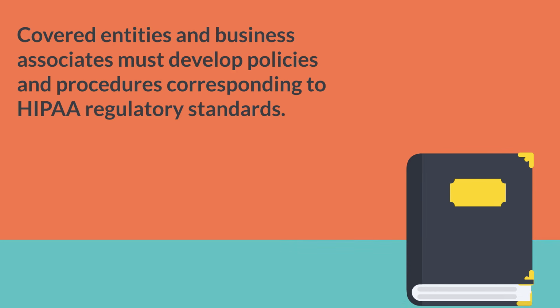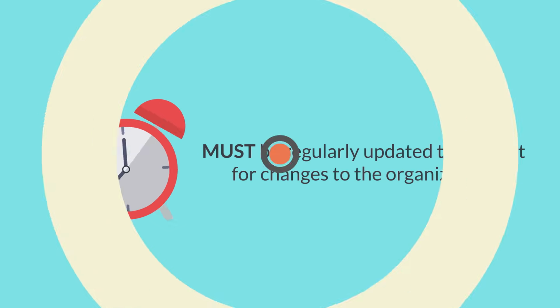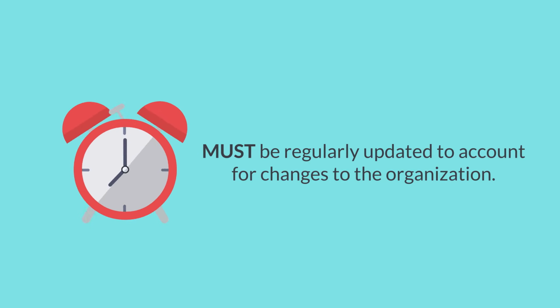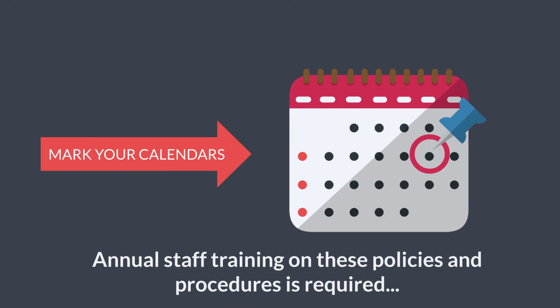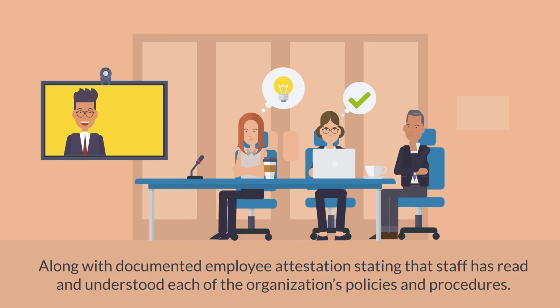Covered entities and business associates must develop policies and procedures corresponding to HIPAA regulatory standards as outlined by the HIPAA rules. These policies and procedures must be regularly updated to account for changes to the organization. Annual staff training on these policies and procedures is required, along with documented employee attestation stating that staff has read and understood each of the organization's policies and procedures.